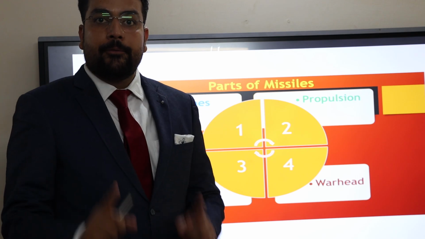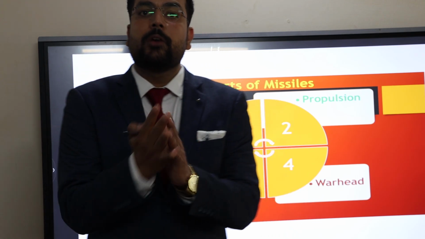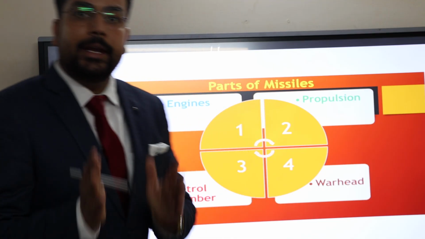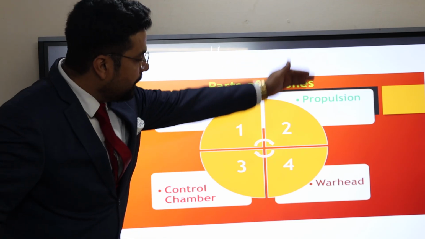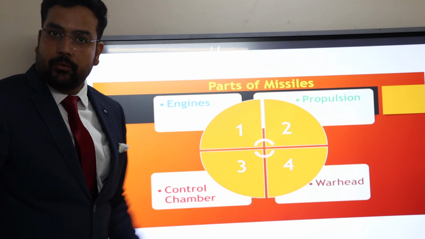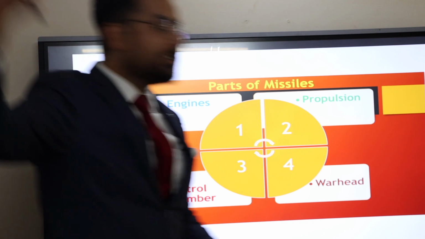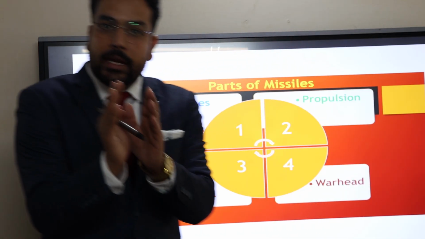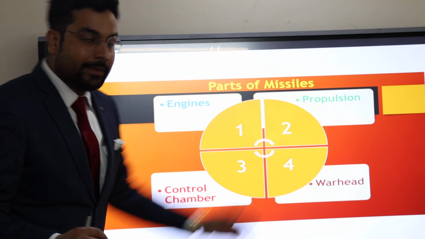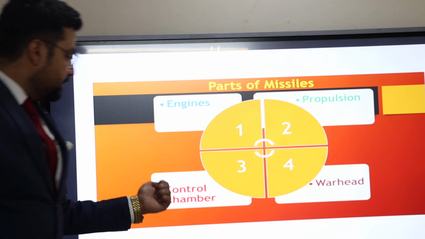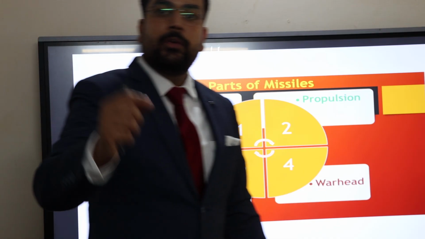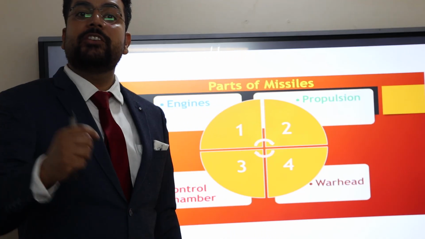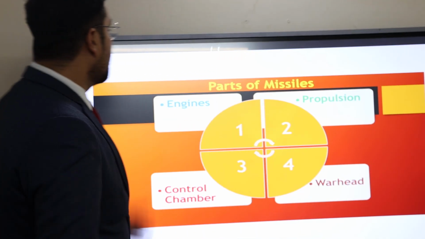Here we will see the overall components of a missile. From the point of view of the UPSC examination, we can divide all the chambers of a missile into a total of 4 parts, namely engines, propulsion, control chamber, and the last but not the least, warhead. Although multiple chambers are there, for the examination we divide them into these 4 bigger categories. In this video, we will learn each and every part of a missile in detail. Okay, so let's start.